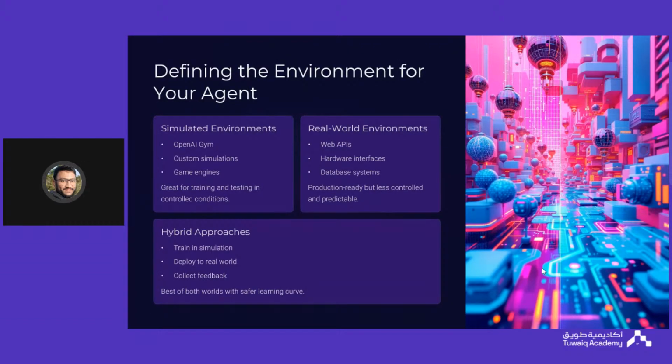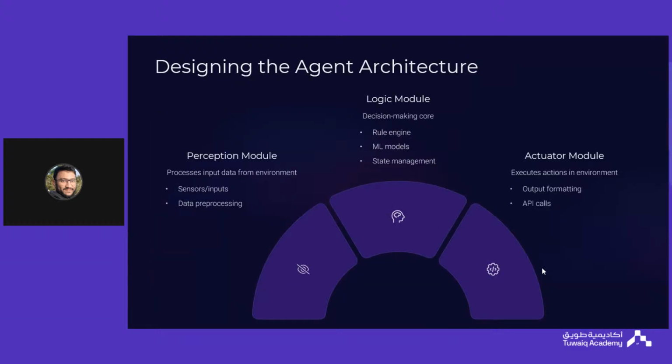Then coming to the next, defining the environment of our own agent. These are the simulated environments and the real world environments. For simulated environments we can have OpenAI Gym, custom simulations, and game engines. Then in the real world environments, we can use web APIs, hardware interfaces, and database systems, and in hybrid approaches, we can train in simulation, deploy to the real world, and collect feedback. Coming to the next, the agent architecture, with the perception, logic module, and actuators.